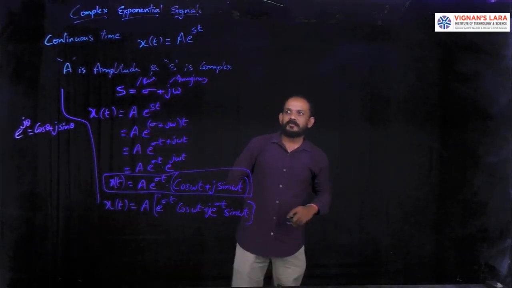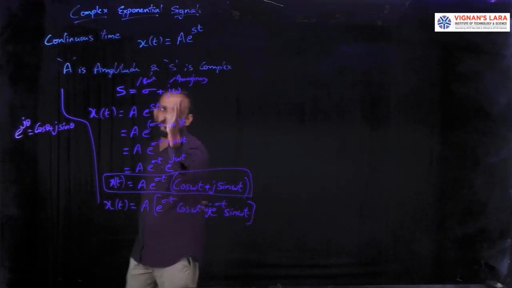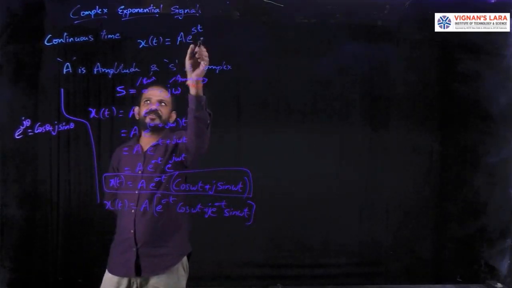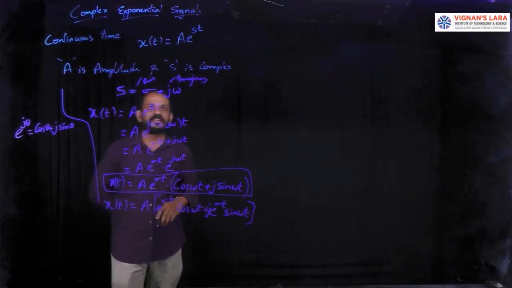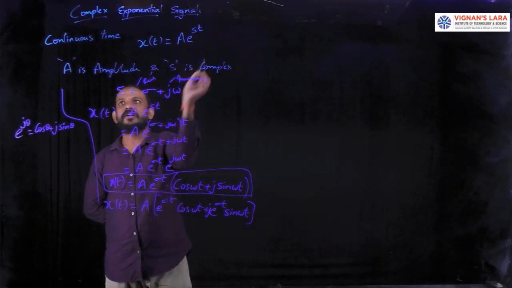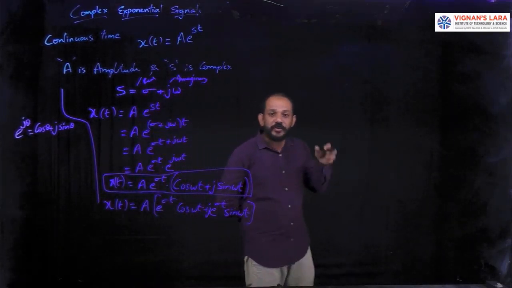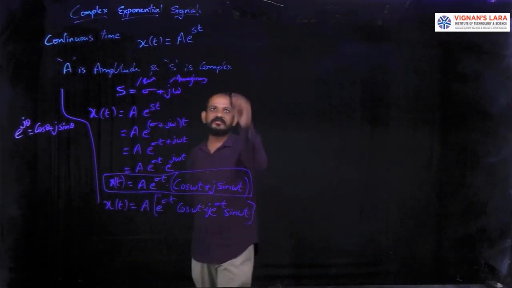So sigma plus j omega is a combination of both real and imaginary, hence it is a complex number. As a complex number is present in the equation, this is a complex exponential signal because we have e power that complex number. And as t is present, this is a representation of a continuous time complex exponential signal.